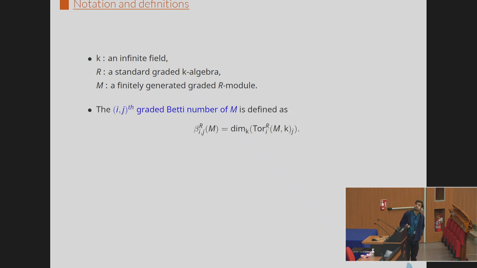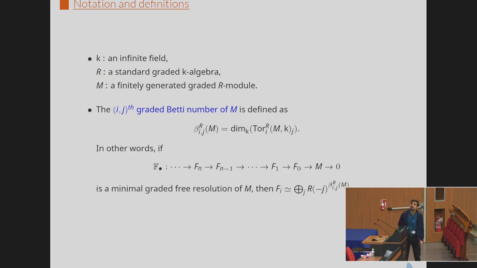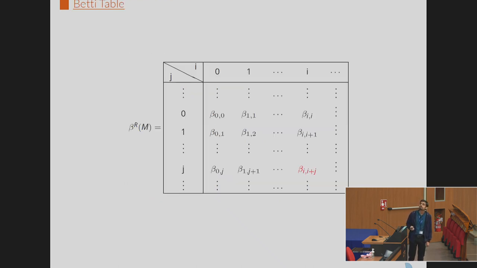So what are Betti numbers? Suppose we have a graded module M over a standard graded K-algebra R. Then the ij-th graded Betti number of M is the dimension, as a K vector space, of the j-th component of Tor_i(M, K). In other words, if we have a graded free resolution F of M, then the i-th free module in the resolution has beta_ij copies of R shifted by degree minus j. We tabulate these Betti numbers into a table, which we call the Betti table. The ij-th entry of this Betti table is beta_{i+j, i}.